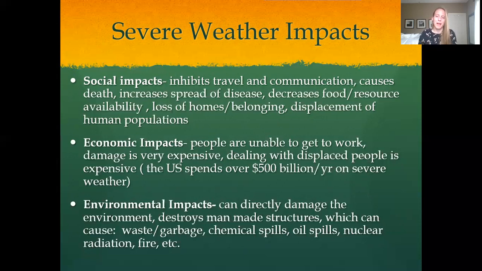And then environmental impacts are anything that directly damages the environment. So when you destroy man-made structures, that can cause pollution, a lot more waste. Say there's a flood and you have to throw out all your furniture. It can cause chemical spills, it can cause oil spills, even, as we have seen in the past, nuclear radiation leaks, fire, all that kind of stuff.